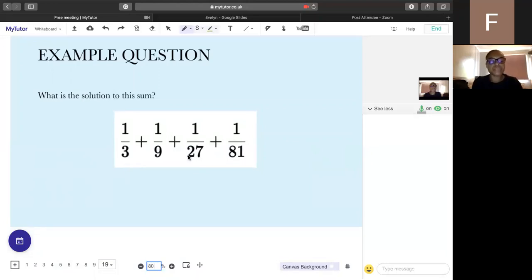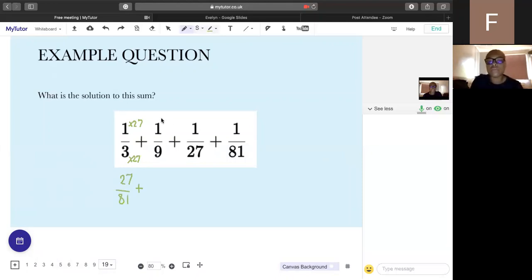So to get from 3 to 81, we need to multiply it by 27. This sort of question could potentially come up in a non-calculator paper as well. So be aware of that and make sure that you do know your factors and your multiples. So here we could write this as 27 over 81.